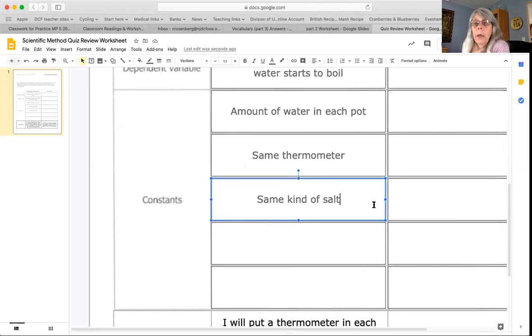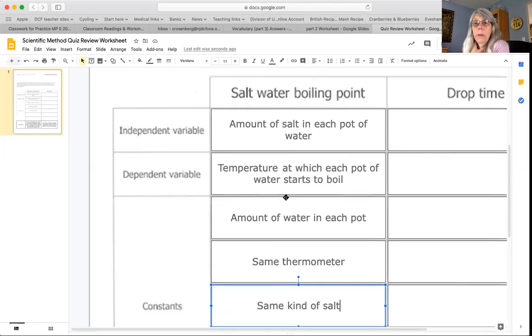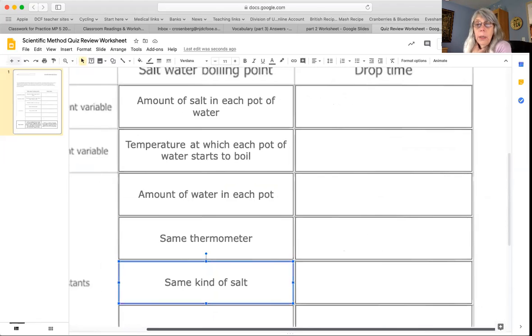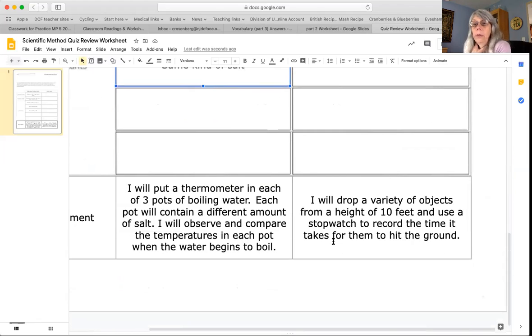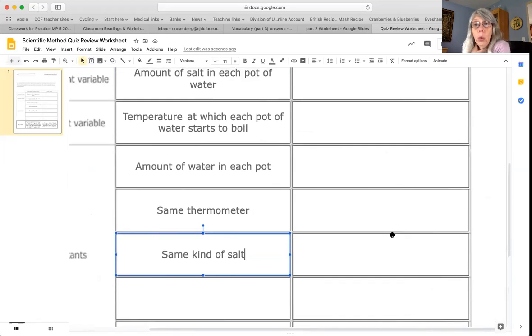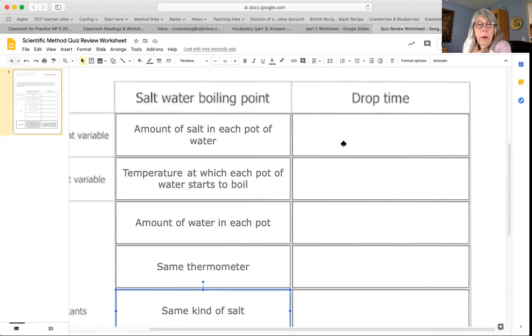Okay? So here you have an example now. Your job is to take care of the I will drop a variety of objects from a height of 10 feet and use a stopwatch to record the time it takes for them to hit the ground. Okay? You come up with your independent variable, your dependent variable, and your constants. All right? If you have questions about any of this, let me know. Okay? And I look forward to seeing what your answers are.